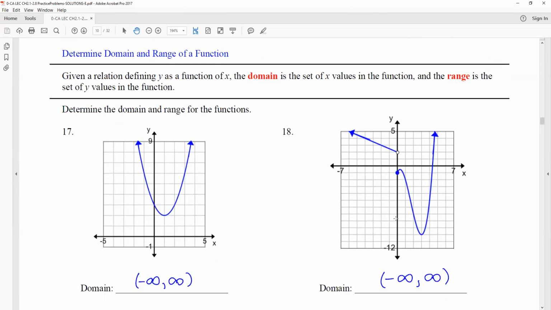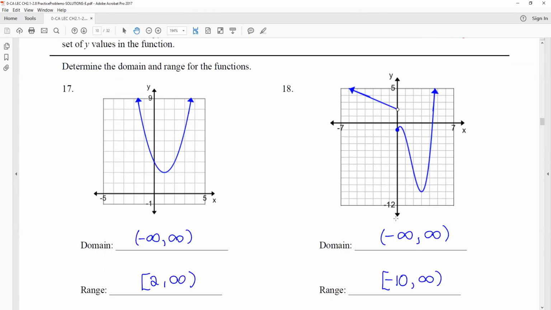Okay, domain and range. Domain being the set of possible X values. So if we look at this, since this continues forever, both upwards and outwards, we've got negative to positive infinity. For the range, we always go low to high. So in this case, we begin at 2 inclusive and go to infinity.